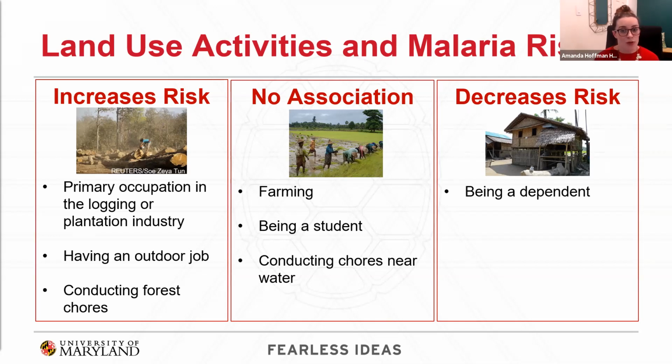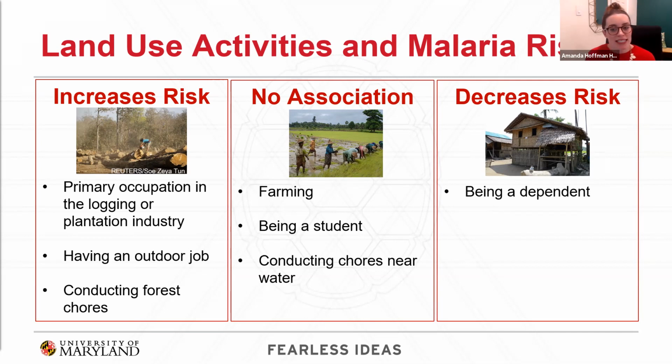This last one, the forest chores, is particularly concerning because almost half of our study population reported conducting forest chores at least once a month for several hours. I also found that many activities were not associated with malaria, including farming, being a student, and conducting chores near the water. Claiming to be a dependent was the only factor I found that was associated with a lowering of malaria occurrence.